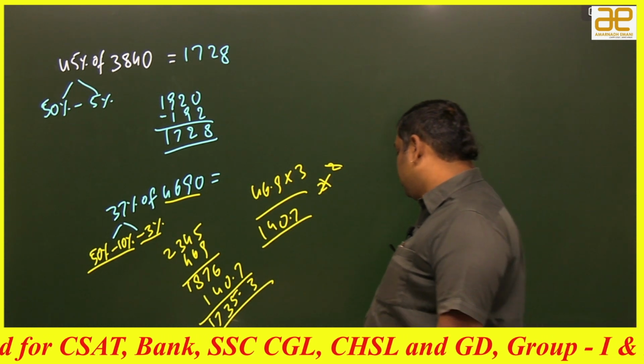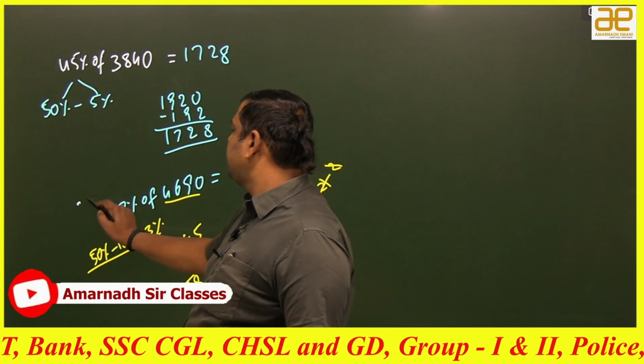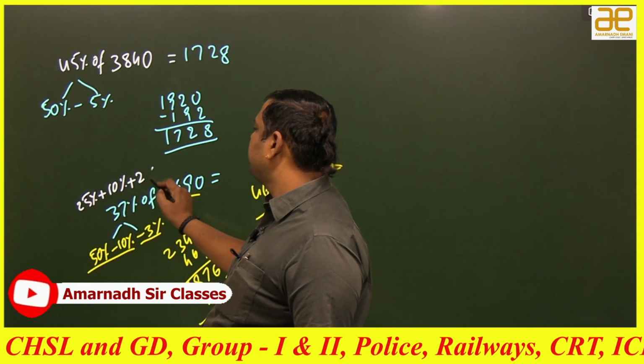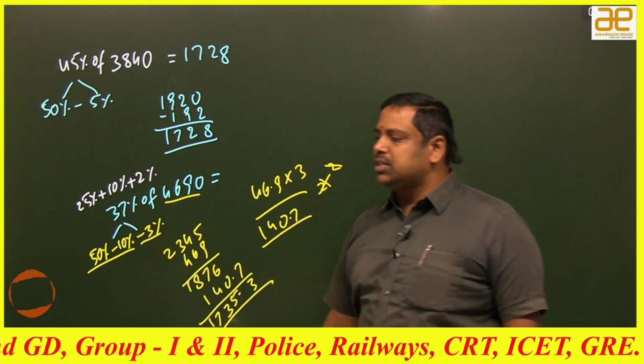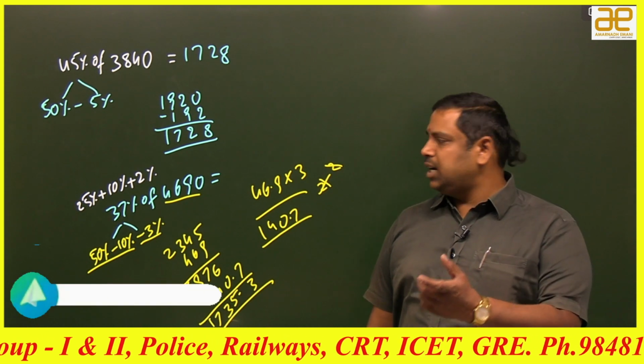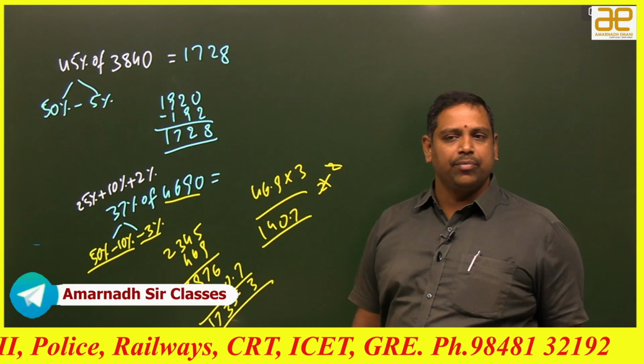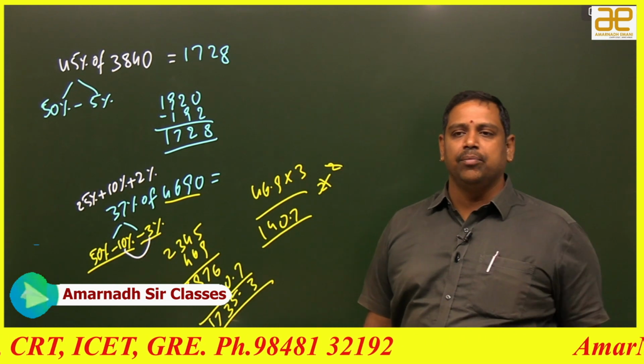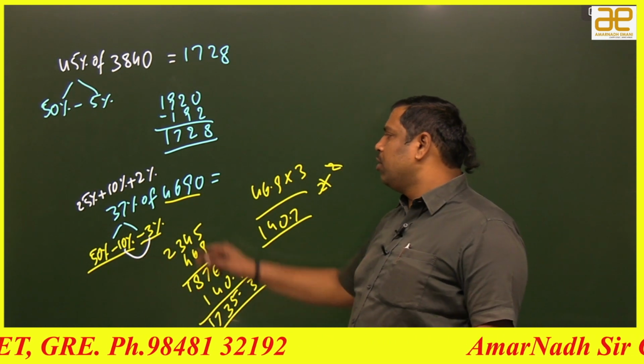Or else you can take the same as 25% plus 10% plus 2%. This one, the advantage is 10% and 2% both you can add simultaneously. Both you cannot subtract simultaneously, right? But both you can add simultaneously. You can utilize that advantage.